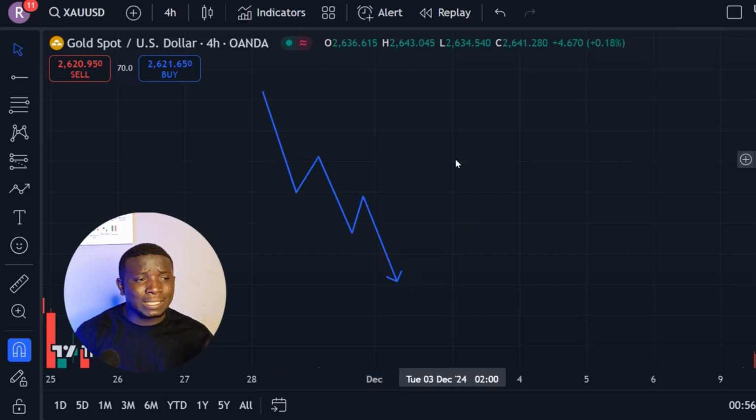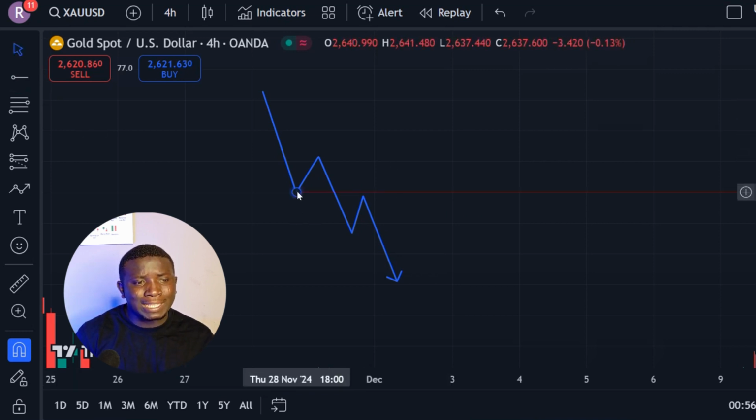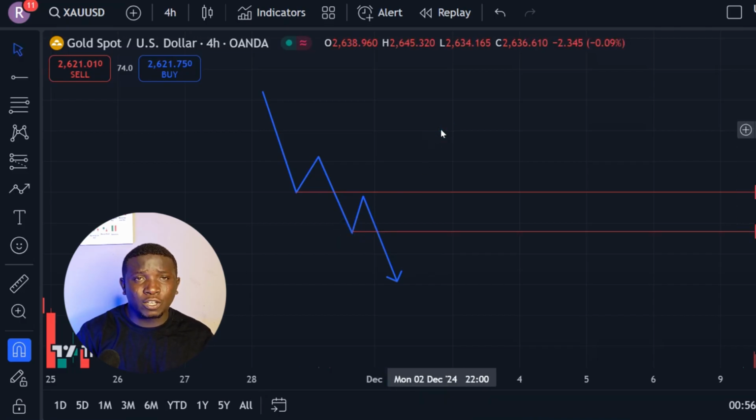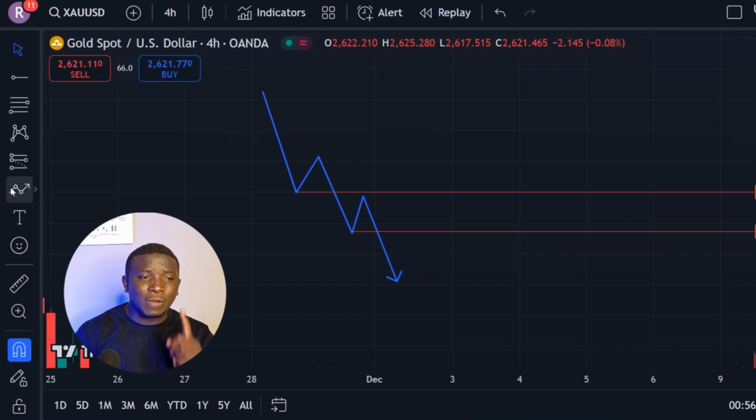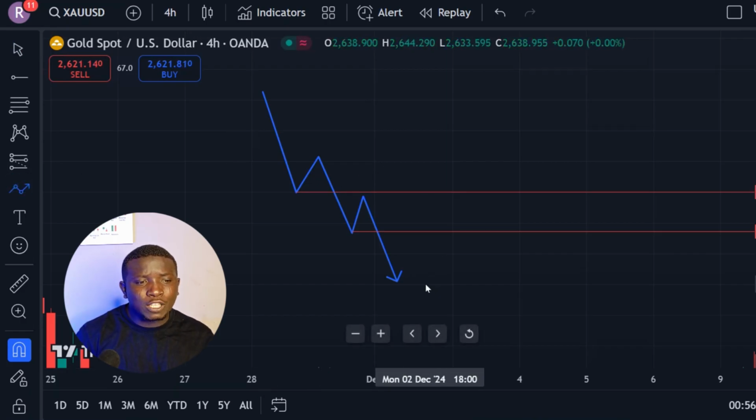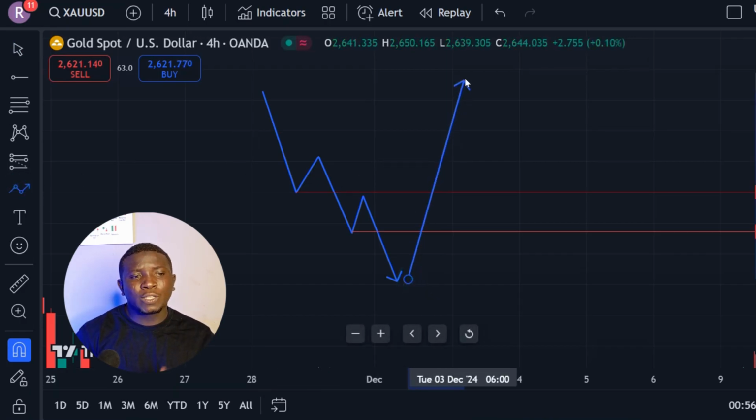Now, basically, this is what we call a break of structure, because at each level where this market keeps retracing and breaking down to the downside, the market is creating a new structure. So definitely it is breaking the initial structure. So how do you take advantage of this kind of trade? That is exactly what we're going to be looking at in this video, because right about here, we're going to be taking advantage to have a profitable trade when this market is having a retracement back to the upside.